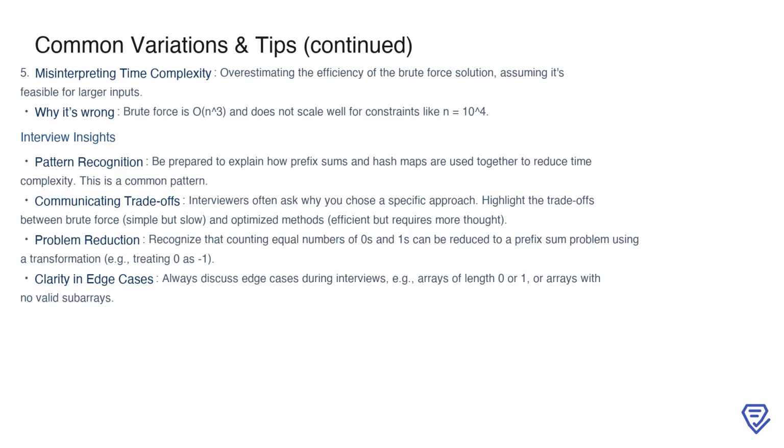Another critical point is recognizing that this problem can be reduced to a prefix sum problem by transforming the array. Treating zeros as negative ones makes it easier to track equal counts of zeros and ones. Lastly, always address edge cases in interviews. For instance, discuss how your approach handles arrays of length 0 or 1, or arrays without any valid subarrays. This demonstrates thoroughness and a strong grasp of problem solving.